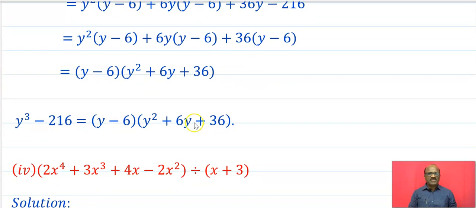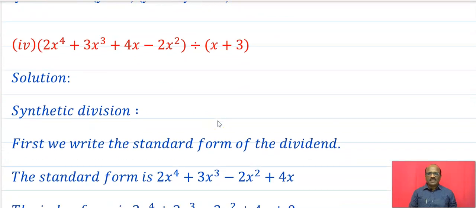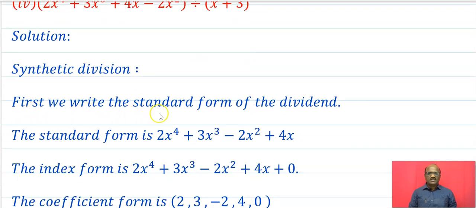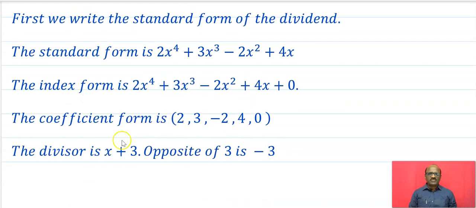And in this way, the remainder is 0 and it is a factor. Now the next example: 2x raised to 4 plus 3x cubed plus 4x minus 2x square is divided by the divisor x plus 3. First we write the standard form of the dividend: 2x raised to 4 plus 3x cubed minus 2x square plus 4x. In index form, 2x raised to 4, 3x cubed, minus 2x square, plus 4x, and the last constant is 0. The coefficients are 2, 3, minus 2, 4 and 0.